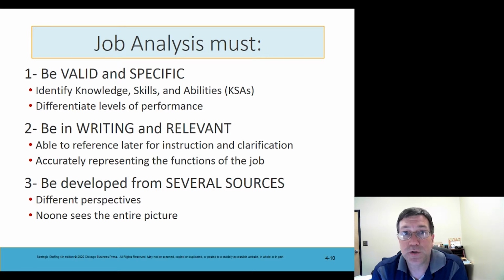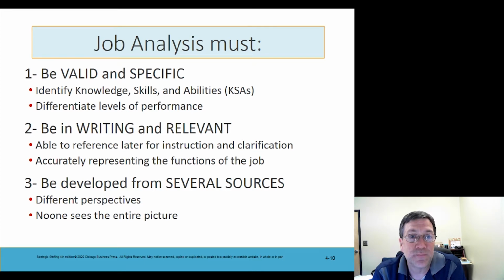We can bring it out later to instruct people on what they're supposed to be doing, to clarify for people what they're supposed to be doing or not doing. You're spending all your time doing this. That's not part of this job. Don't spend your time working on this when that's not what you're being paid to do according to this description in this document. But secondly, to accurately represent the functions.